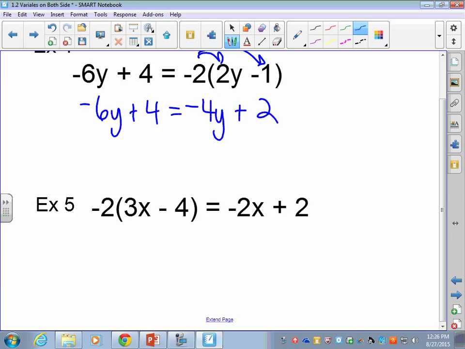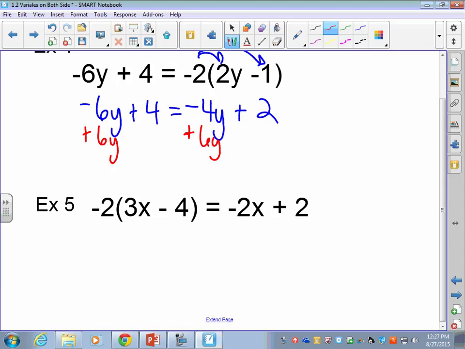You should have, when you distribute the negative 2 to the minus 1, it makes that now a positive 2. So you should have negative 6y plus 4 equals negative 4y plus 2. So make sure you distribute to both terms inside the parentheses and you pay attention to your signs. Now, if I start with the smallest variable, that's actually the negative 6. Negative 6 is smaller than negative 4, okay?